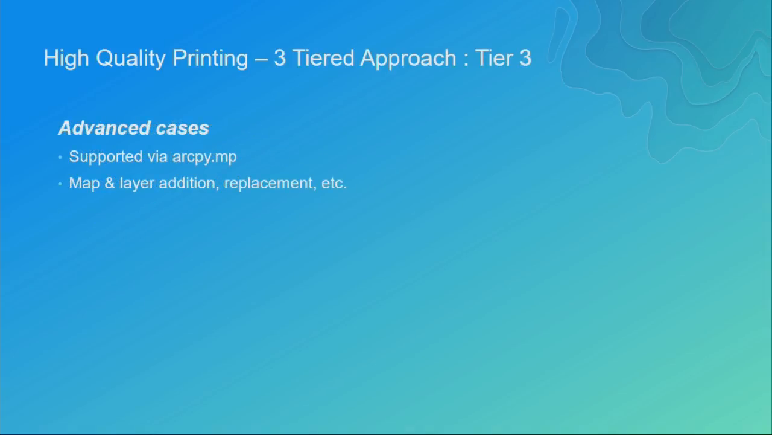And finally, tier 3 is really a lot of the advanced cases. These are cases where you want to manipulate the content of the map. You want to do layer swaps or some other modification of the map content. And you do that using arcpy. The mapping site package in ArcGIS Pro is called arcpy.mp. It is very similar to arcpy.mapping in ArcMap, but has some breaking changes related to the fact that you're working with projects instead of map documents. But for the most part, it's very similar to move across the two.